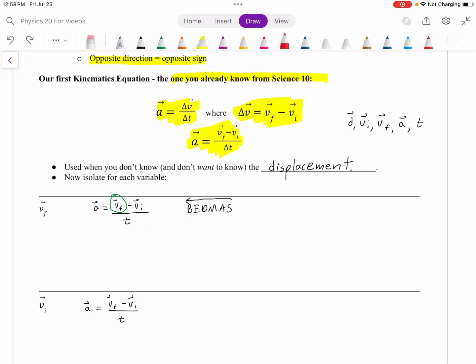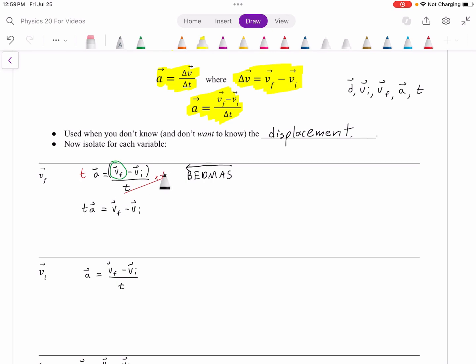What's the opposite of being divided by time? Being multiplied by time. So if I multiply both sides by time, we see it cancels out here, and I'm left with this now. I'm just going to actually put in the brackets so we can see that there.